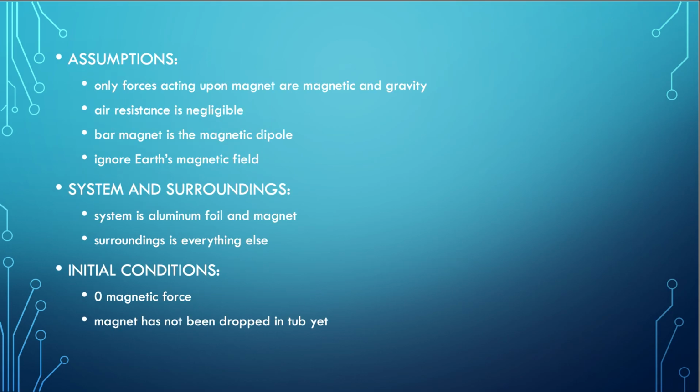The assumptions in this lab are that the only forces acting upon the magnet are magnetic and gravity, and that air resistance is negligible. The bar magnet is a magnetic dipole, and we're going to ignore Earth's magnetic field. The system of this experiment is the aluminum foil and the magnet, and the surroundings is everything else. The initial conditions are that there is zero magnetic force and the magnet has not been dropped in the tube yet.